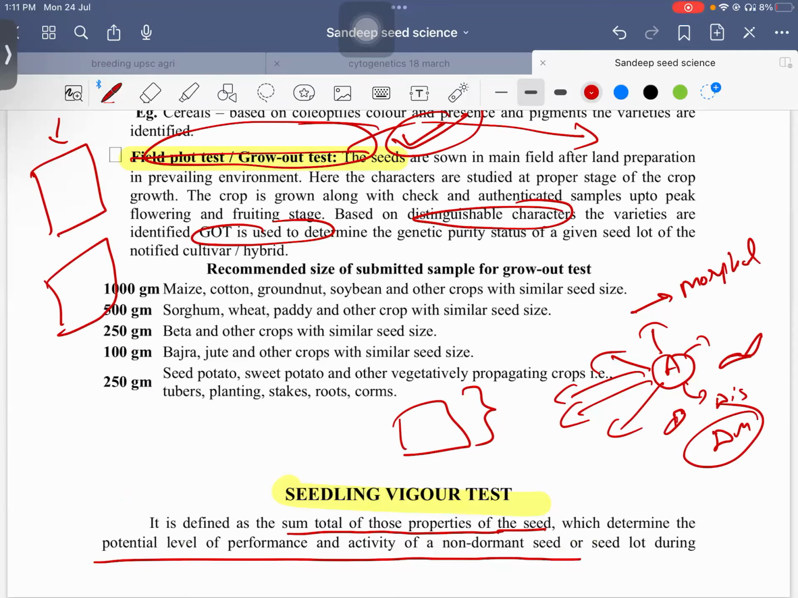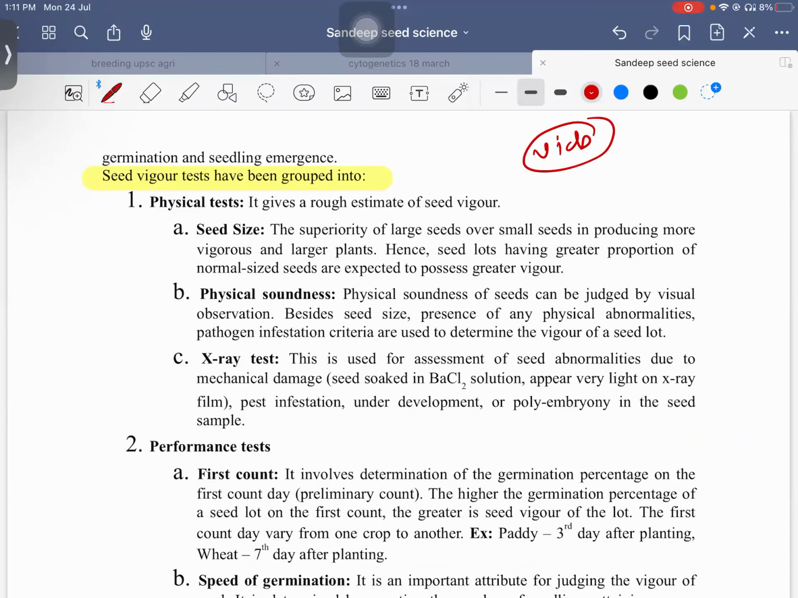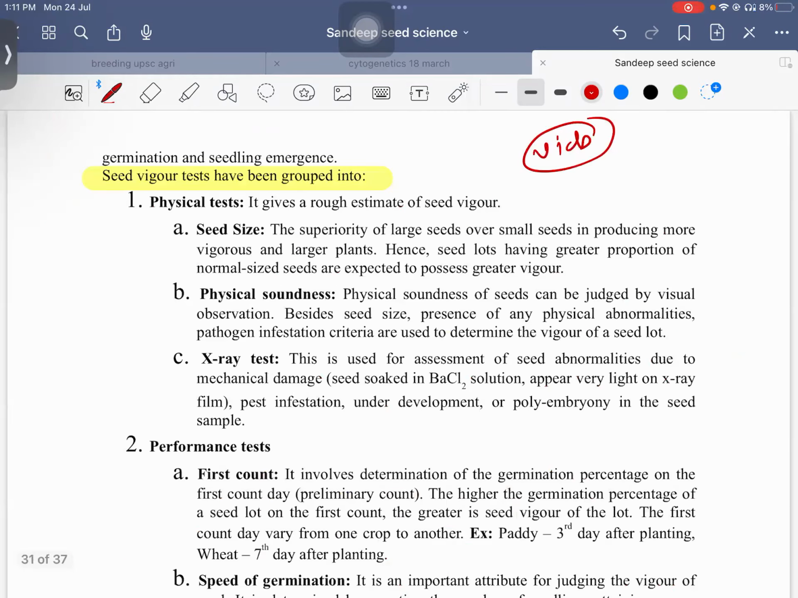It is the speed with which the seed is germinating. What happens in viability? Viability means it is living, that's it. But in vigor, it is the speed at which the plant is getting established, how it is germinating, which determines the potential level of performance and the activity of a seed. That is done by the seedling vigor test.